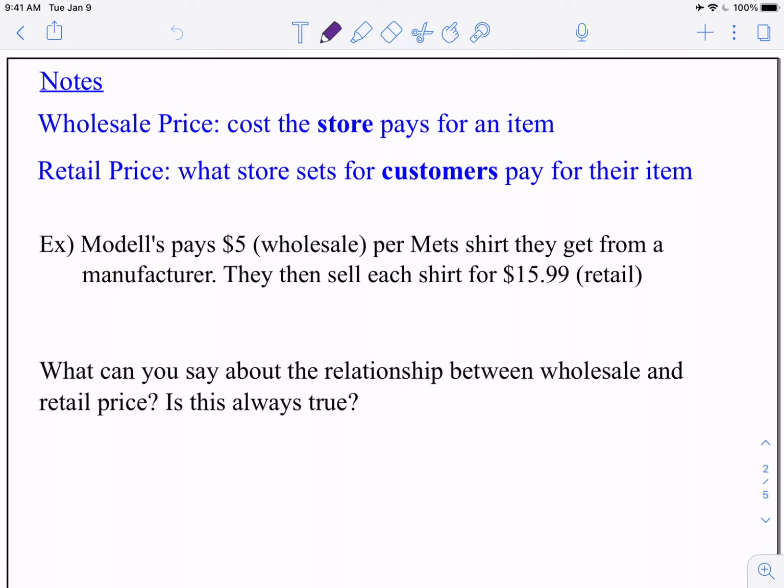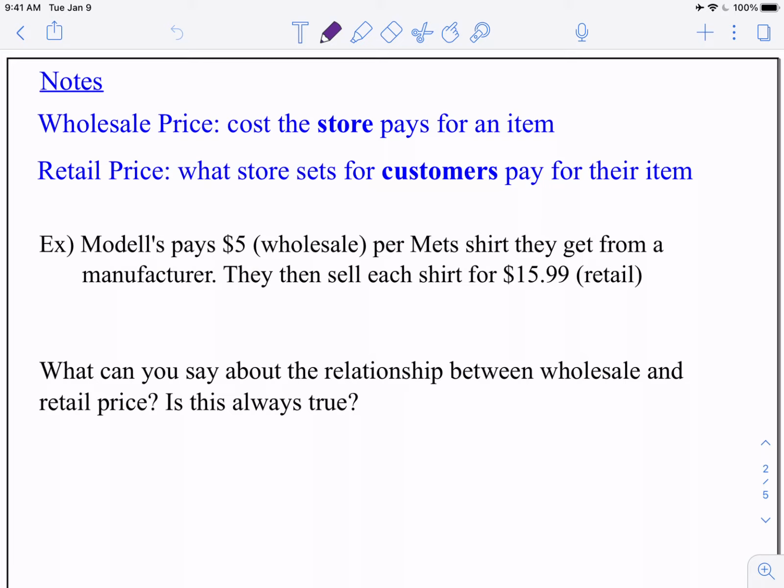For example, Modell's, a sporting goods store, may pay $5 per Met shirt, and then they put it on the shelves and list it for $15.99. Obviously, here, the relationship between these two, the retail price is going to be usually a lot more than the wholesale price. It wouldn't make sense if they pay $5 per shirt and then they list it for $5. They're going to make $0 profit and they're going to be spending money on various other things.